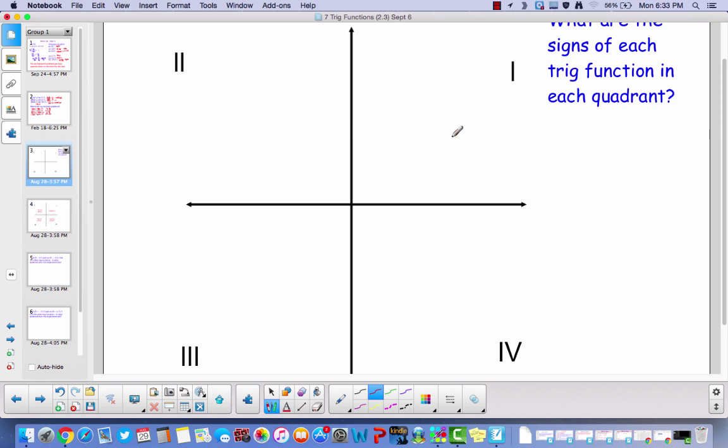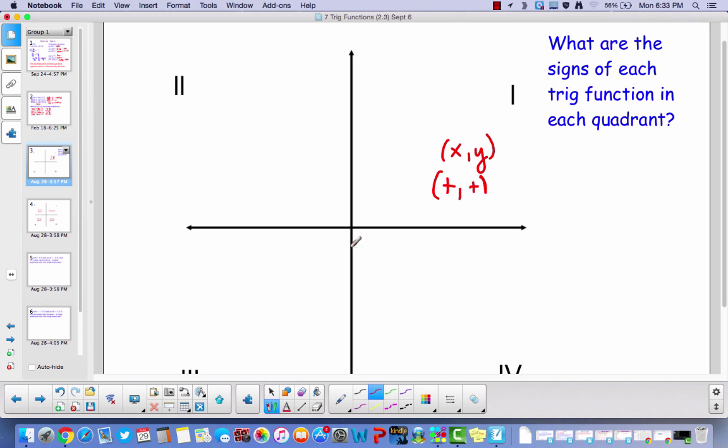Okay, so in the first quadrant, our x is positive and our y is positive. So it's a plus, plus. In our second quadrant, our x is negative and our y is positive. So it's a minus, plus. In our third quadrant, they are both negative. And in our fourth quadrant, the x is positive and the y is negative.